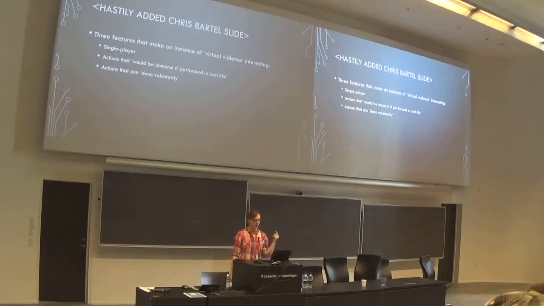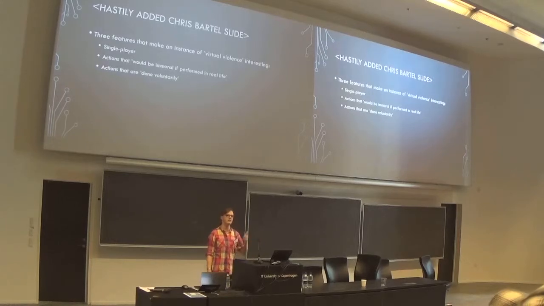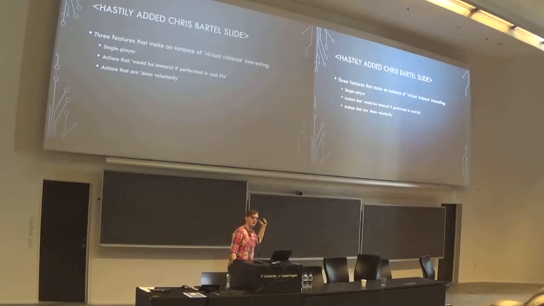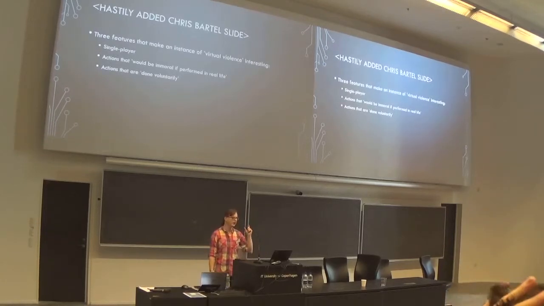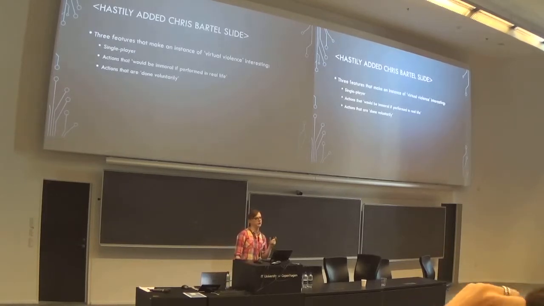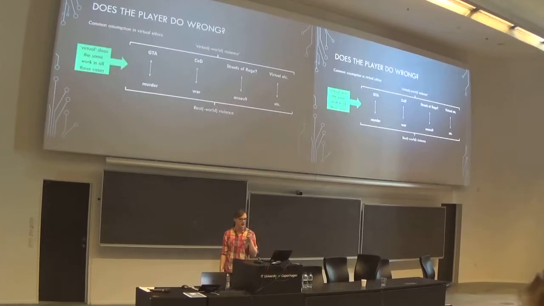I'm not going to go too much into my argument against the third. It's a bit big. I'm basically operating on a model of agency that doesn't really respect Chris's definition of done voluntarily. That will become apparent as I go through the talk. Most of the focus is on actions that would be immoral if performed in real life. So that's what this diagram was supposed to be about.